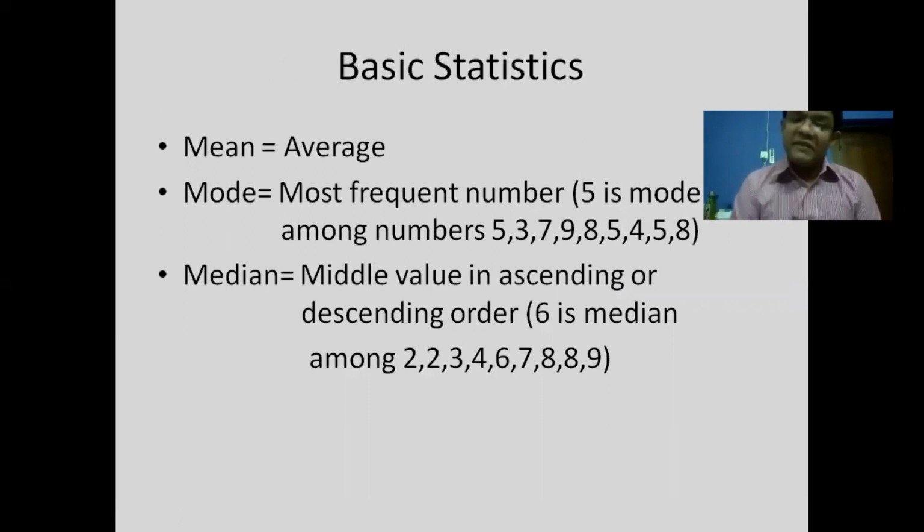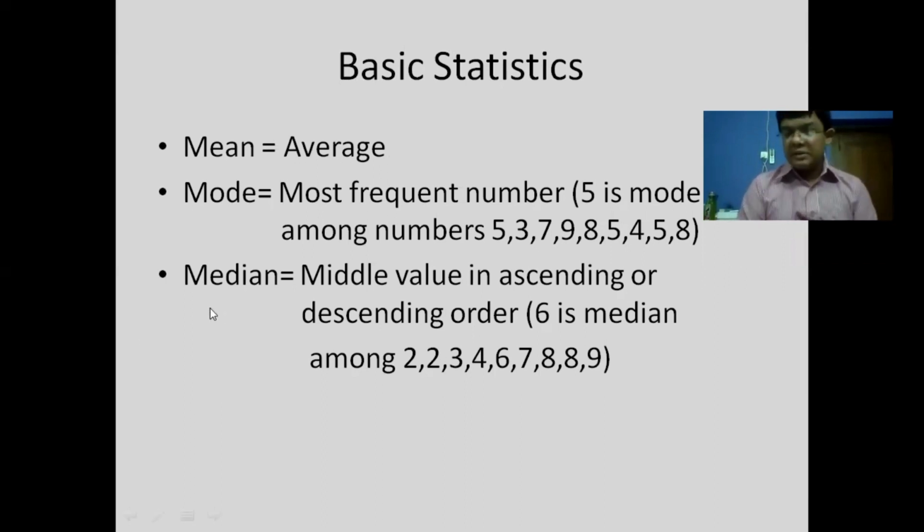First, mean means average. Mode is the most frequent number. You see this group of numbers: 5, 3, 7, 9, 8, 5, 4, 5, 8. Here 5 appears 3 times, 8 appears 2 times, and other numbers appear 1 time. So 5 is the mode, or most frequent number.